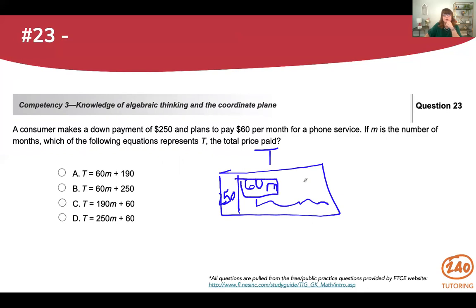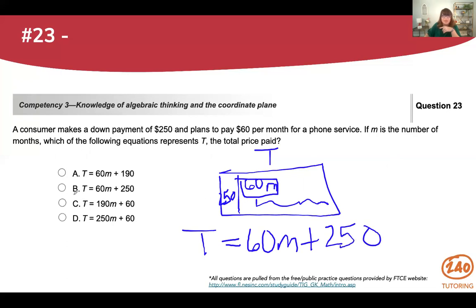So we know that we're gonna have $60 over and over and over again. So our total is going to equal $60 times however many months those payments are made, plus the $250 that was already paid down. The correct answer here is B. $60 a month plus the $250 down payment. That one should be pretty straightforward.